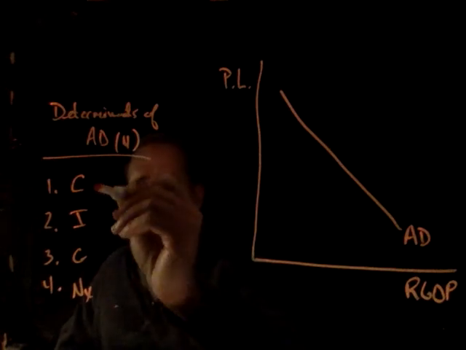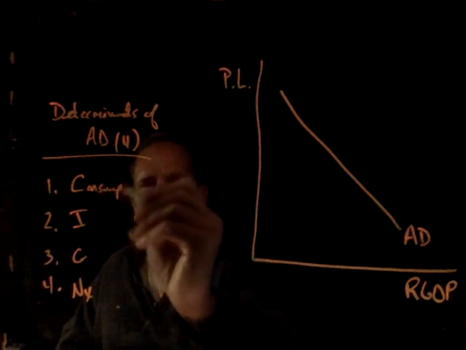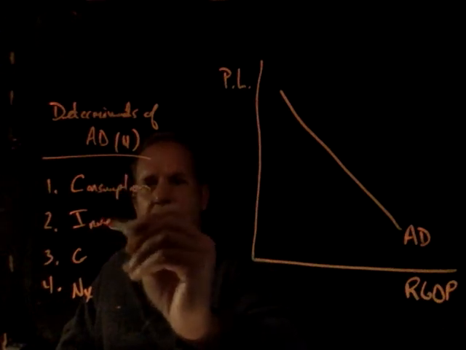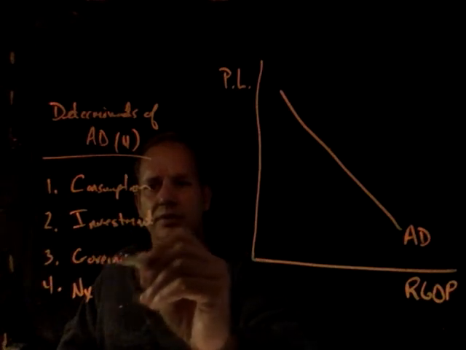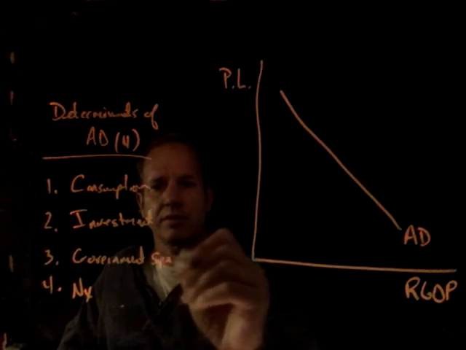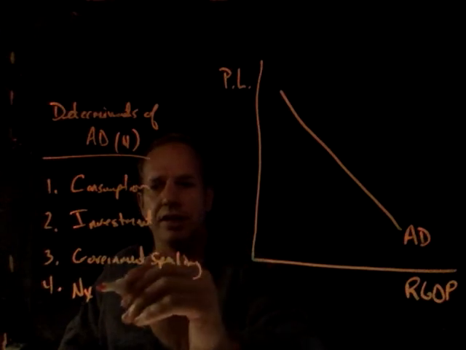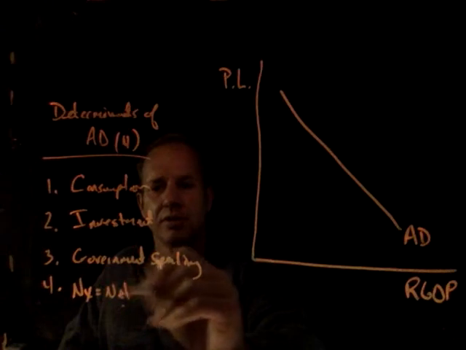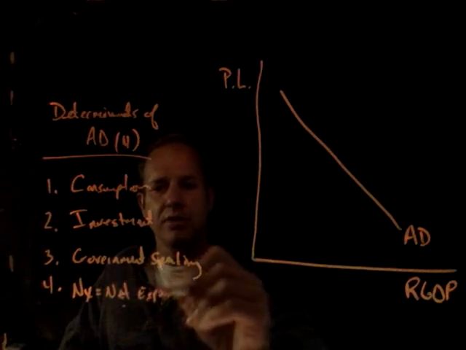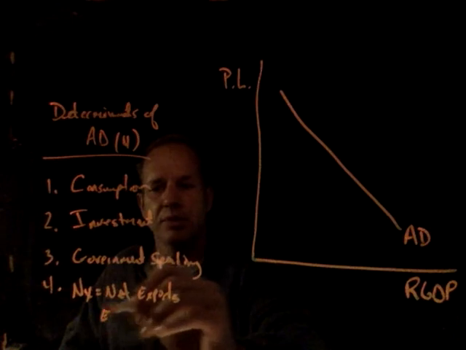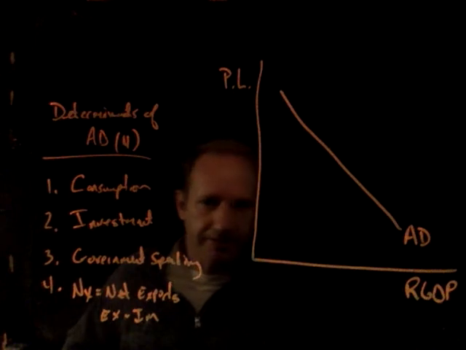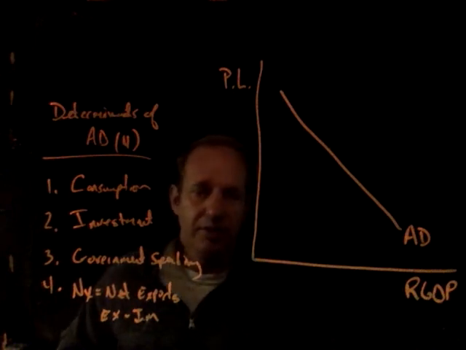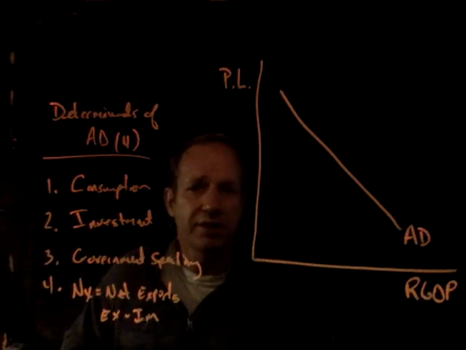And what do these things stand for again? Consumption, investment, government spending, and net exports, which is equal to exports minus imports. And of course, I'm abbreviating. So these are determinants of aggregate demand. We've already talked about these things. Hopefully you burn these into your memory. So memorizing them is not too bad.